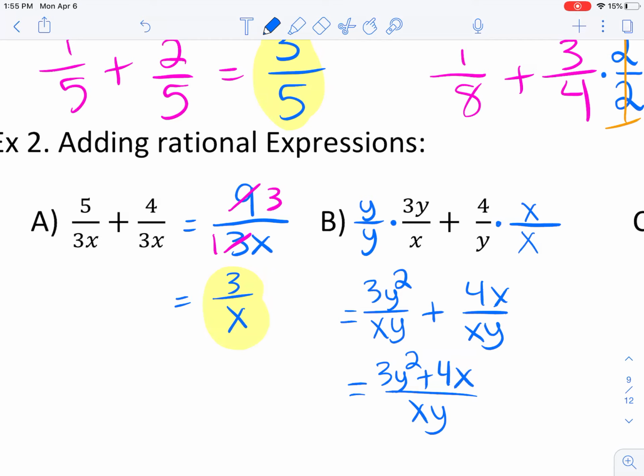Since those are not like terms, you cannot actually add them together, so you just leave it as 3y squared plus 4x. There's nothing that we can simplify here, so this would be our answer.